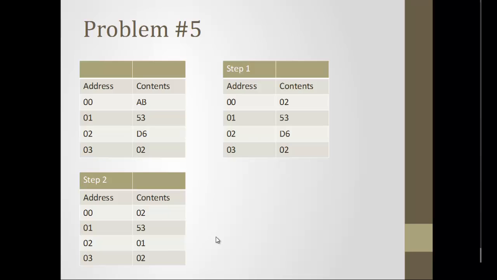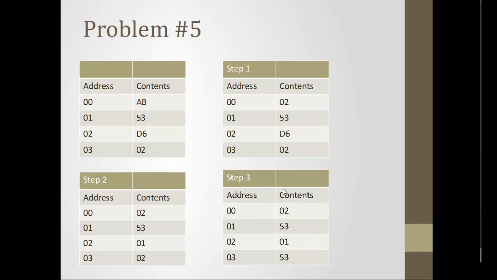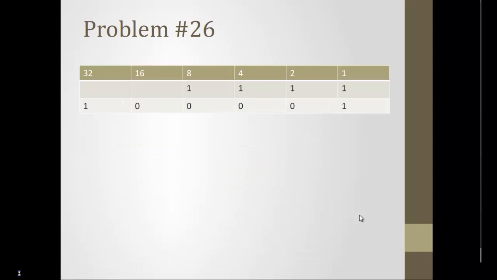The next step says move the value stored at address 01, which is 53, into the cell at address 03. So we are going to replace that 02 with 53, and this is what we end up with. And so when you move, you really don't change any of the other cells. You simply move and replace the existing cell value.